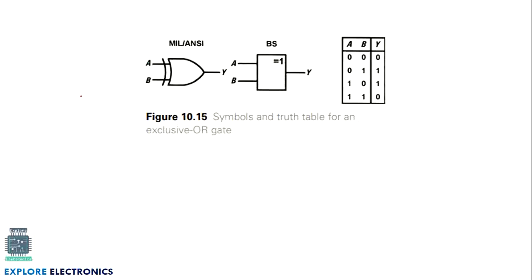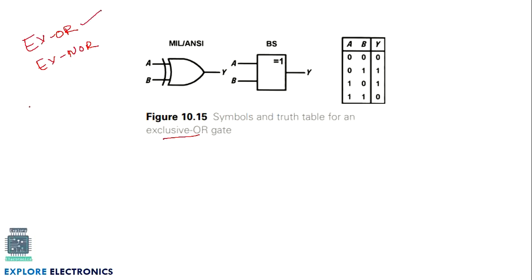Next we have 2 more gates, that is XOR, exclusive OR gate, and we also have XNOR. Here is the symbol and truth table for the exclusive OR gate. It is also called XOR.